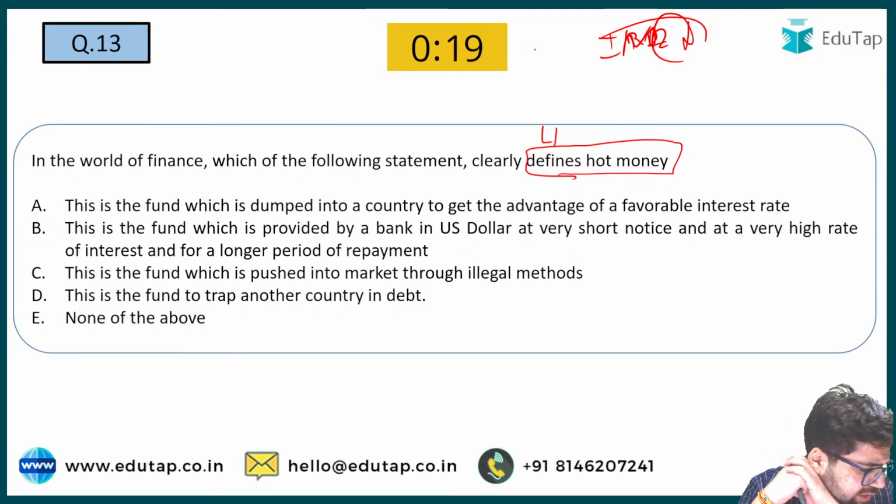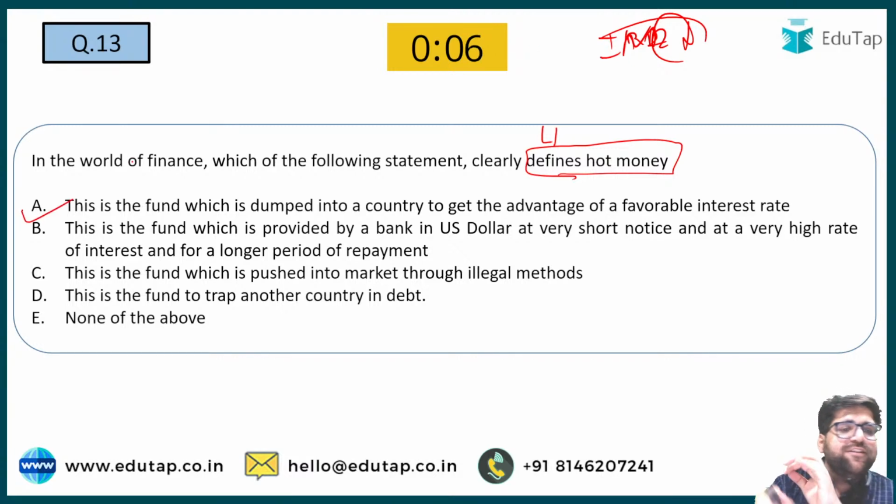So, musical Yatri. Nice. Nisha is going with B. No, the answer doesn't look like B. Because hot money, yes. Akhil has come in with the right answer with the first. This is the fund which is dumped into the country via the advantage of favorable interest rates.